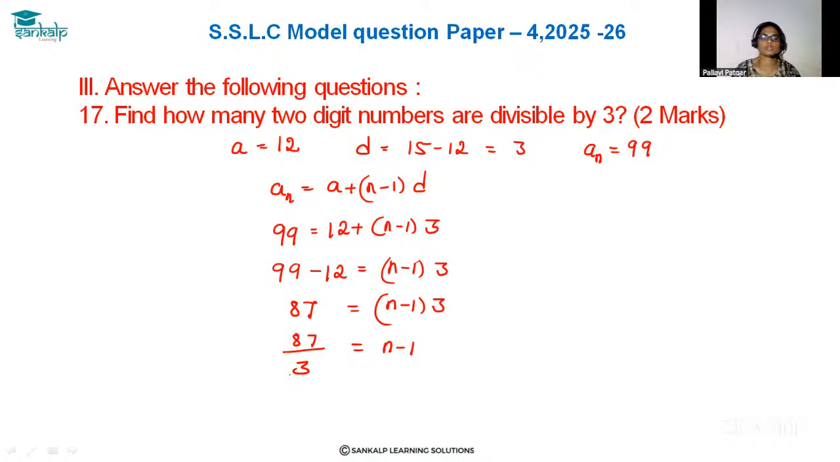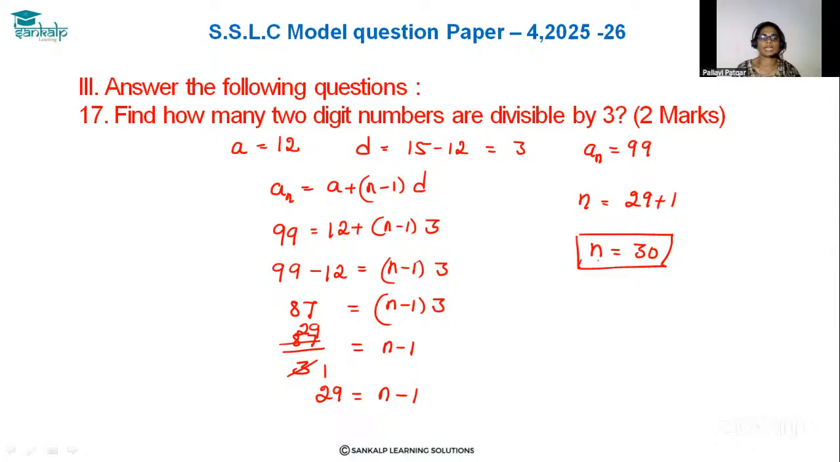So 3 ones are 3, 3 twos are 6, 3 nines are 27. So 29 is equal to n minus 1. So n is equal to 29 plus 1. So n is equal to 30. Okay. So there are 30 two-digit numbers divisible by 3. Thank you.